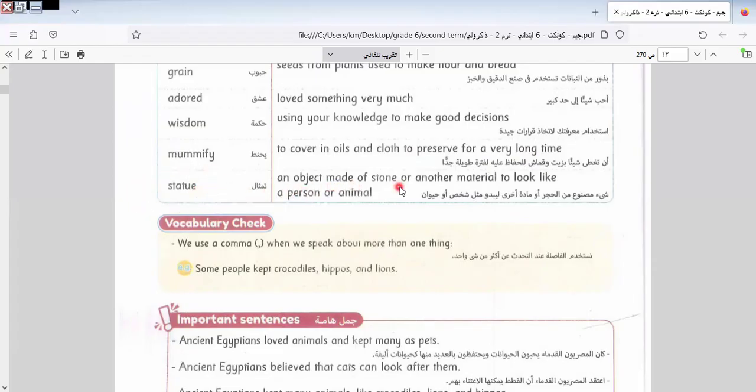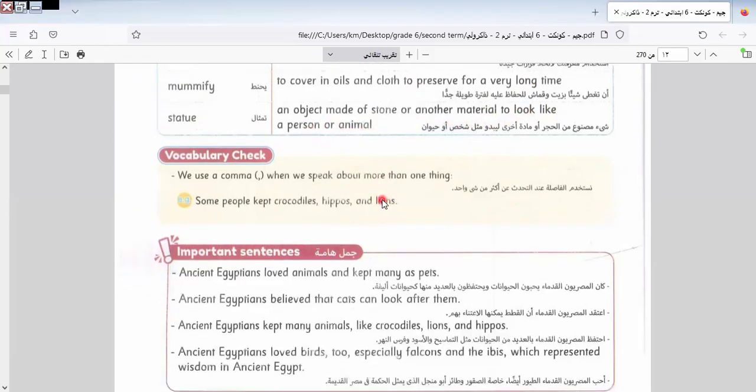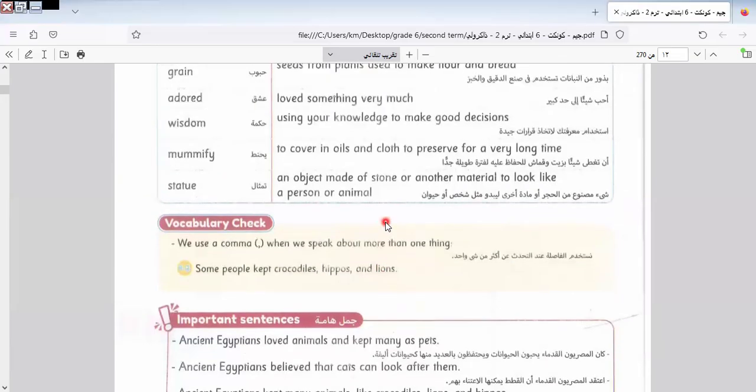An object made of stone or another material to look like a person or animal. Okay, we can say, as we take it later, it will be figure artifact. Okay, figure artifact, something like a person or like an animal. Here it is called figure of artifact.